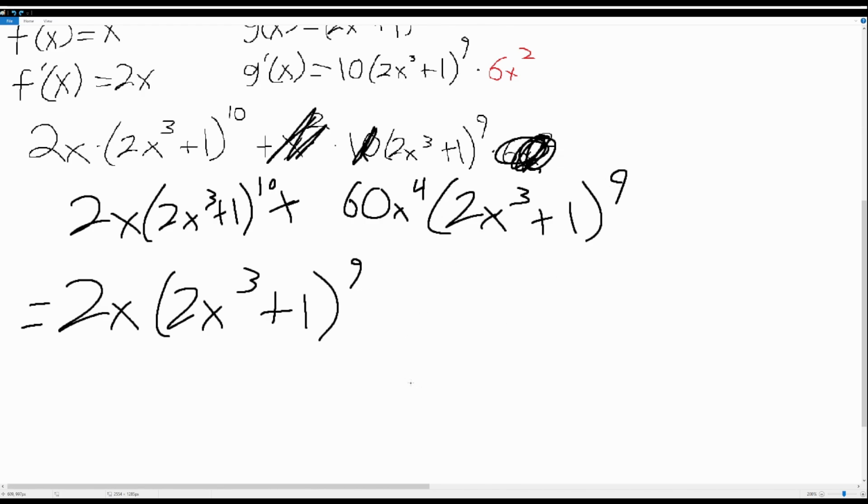Anything to the 0th power is just 1. So anything to the 0th power is just going to equal 1, right? Yeah, makes sense. Does 0 to the 0 power equal 1? Yeah, whatever. That's none of our business.